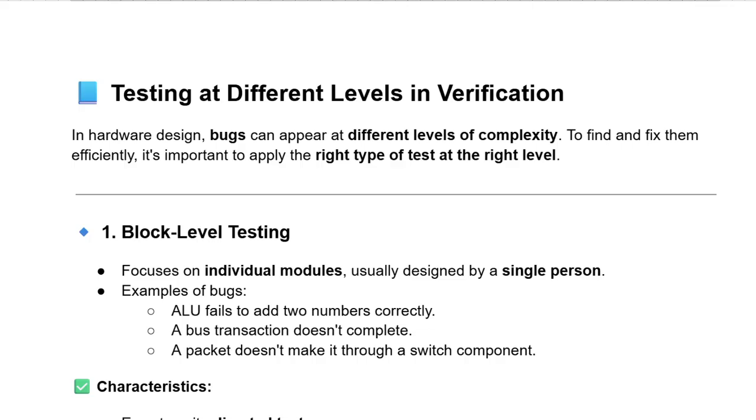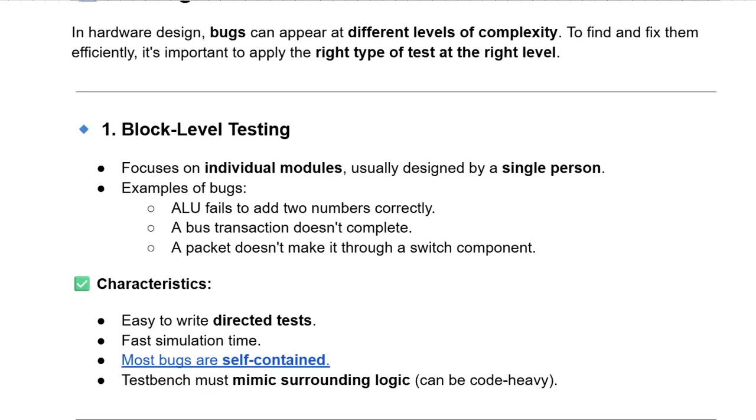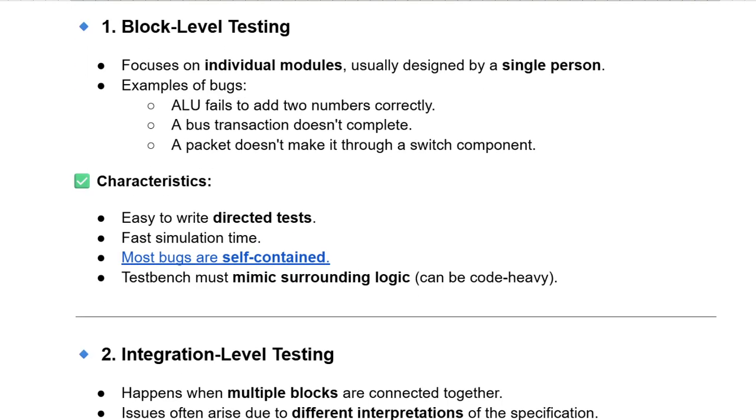Block level testing focuses on individual modules, usually designed by a single person. Examples of bugs are: an adder fails to add two numbers correctly, a bus transaction doesn't complete, a packet doesn't make it through a switch component. Characteristics: easy to write, direct tests, fast simulation time. Most bugs are self-contained.